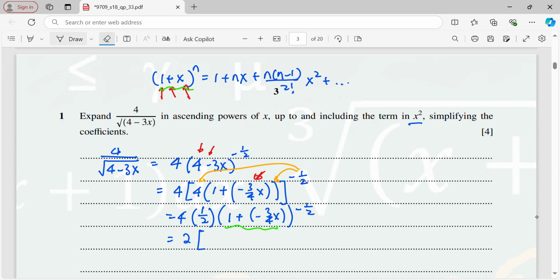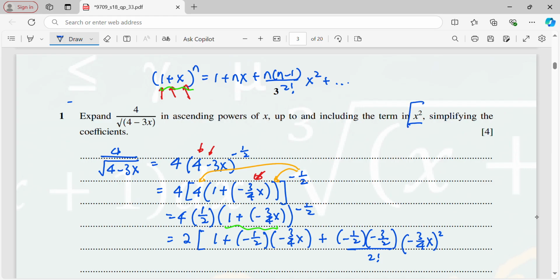Okay, which means now here, I will be getting 1 plus, my n becomes negative half. So, nx is negative 3 over 4x plus then n times n minus 1. The n is negative half. So when you minus 1 from negative half, that is negative 3 over 2. Then over 2 factorial. After that, negative 3 over 4x squared. And now we need to expand until x squared. That means I will just stop my expansion here.